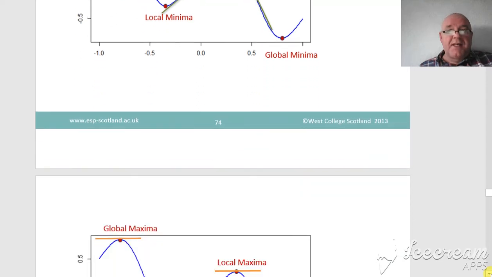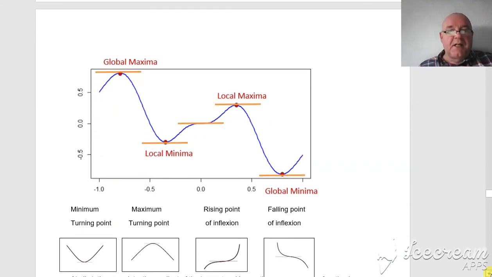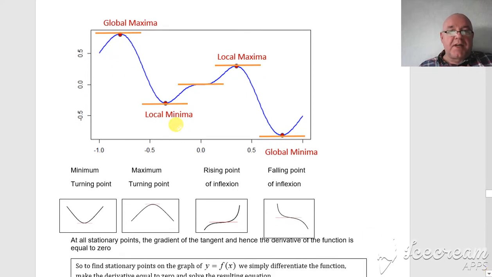However, the key point is this. This is the key point to the whole video. At the maxima or the minima, the tangents are horizontal. So at the global maximum, the local maximum, the local minimum, and the global minimum, the tangent is horizontal, which means the gradient is 0. dy by dx or f dash x is 0. So that's really what we're looking for. To locate these, we're looking for the points where the gradient is 0, dy by dx is 0.